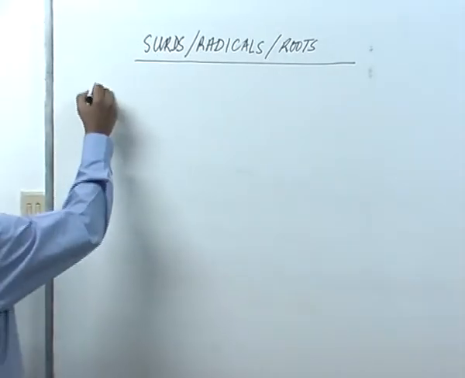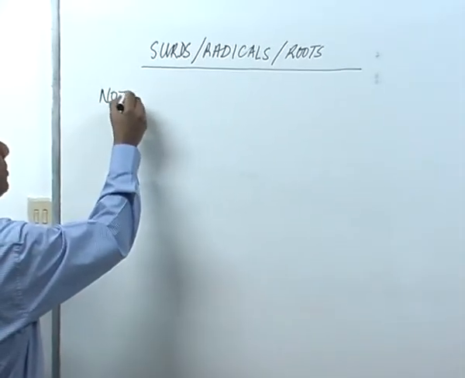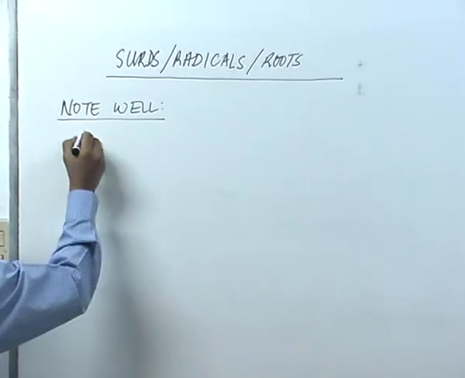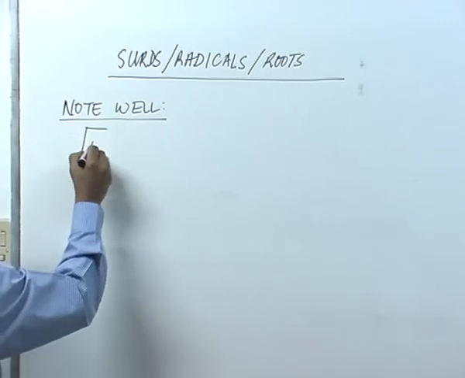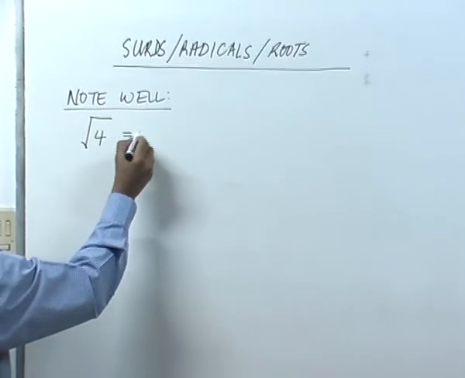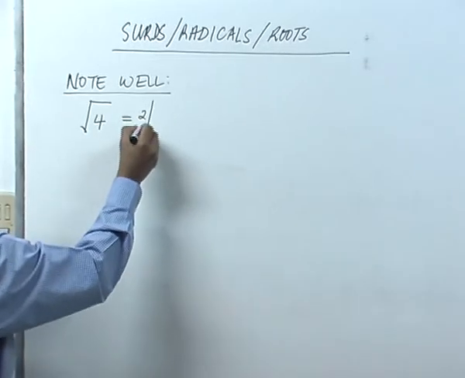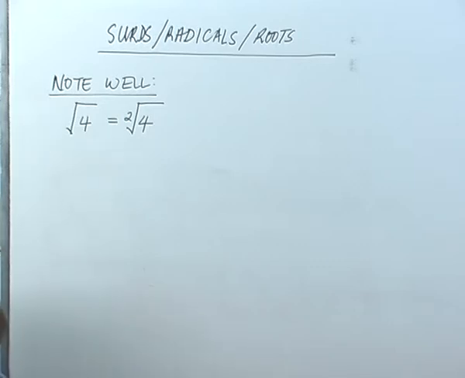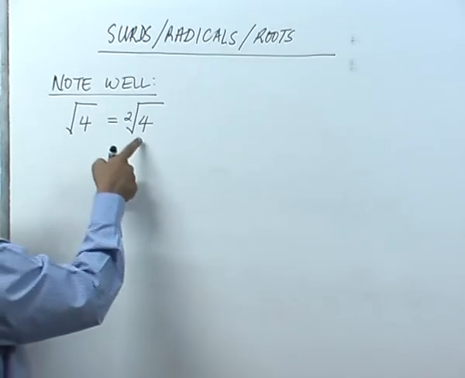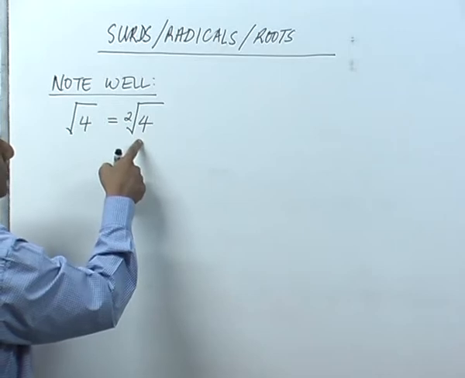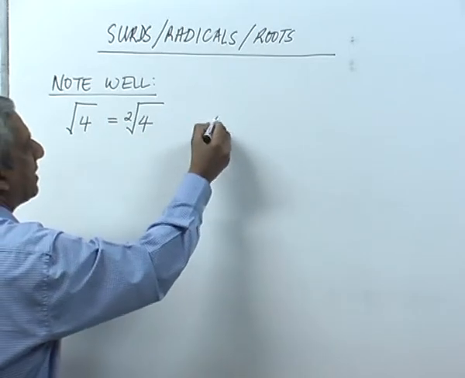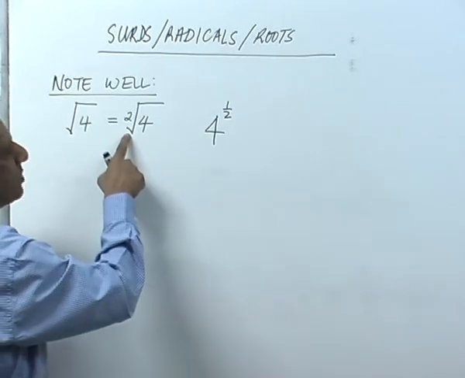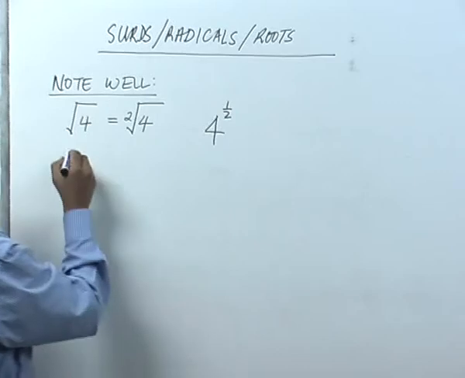Right, a few more things about surds. Note well. The square root of 4 is really 4 to the half. So if you have to rewrite this without a square root sign, we rewrite it as 4 to the half. A replacement for a square root sign is index half.